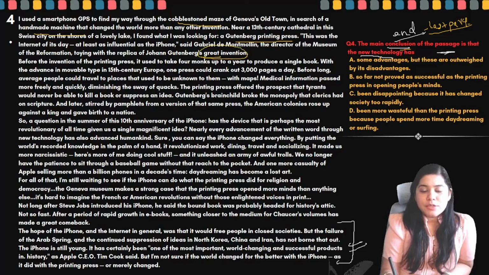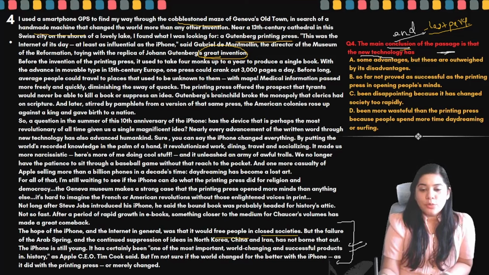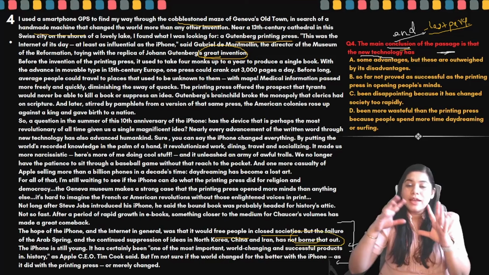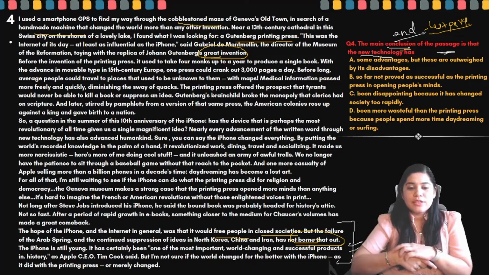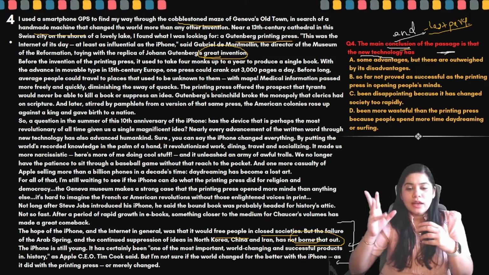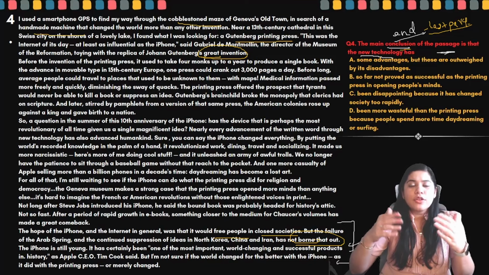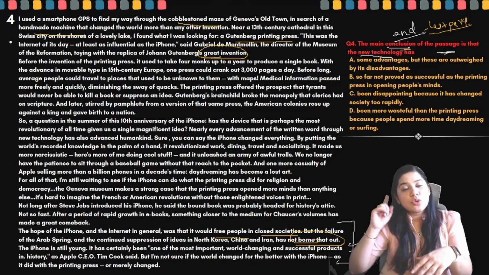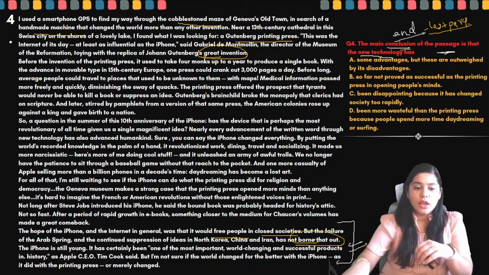Fine. Now, the last paragraph, what he's saying: the hope of the iPhone and the internet in general was that it would free people in closed societies. But the failure of the Arab Spring and the continued suppression of ideas in North Korea and China has not borne that out. So we are saying, maybe the iPhone can be a comparable latest technology just like the printing press, but then look at what's happening in North Korea, Iran, the Palestine and Iran war and everything. We don't think the iPhone is able to stop that, isn't it? But the printing press could control those situations in those times, is what we are saying. So the iPhone is still young.